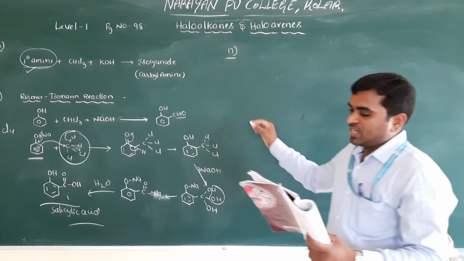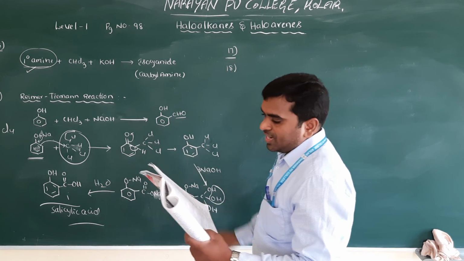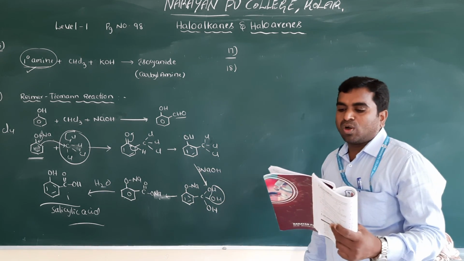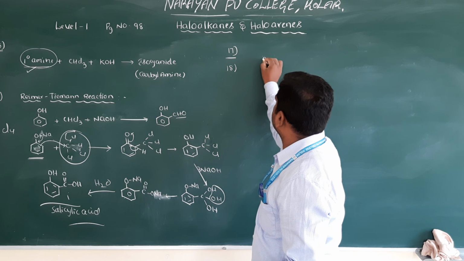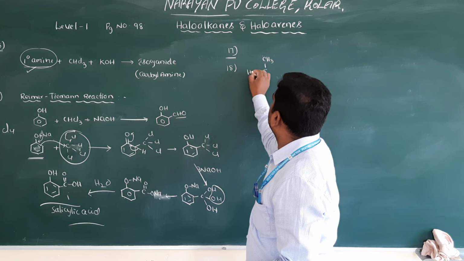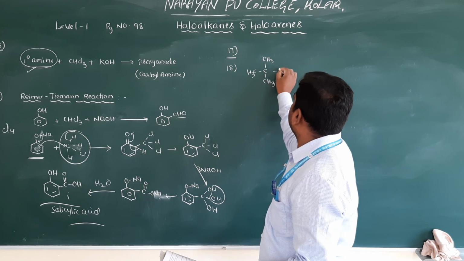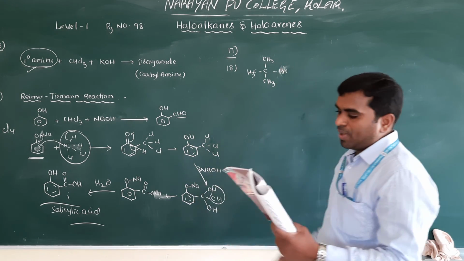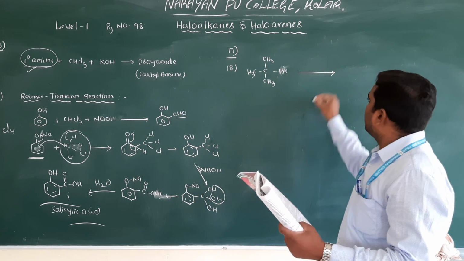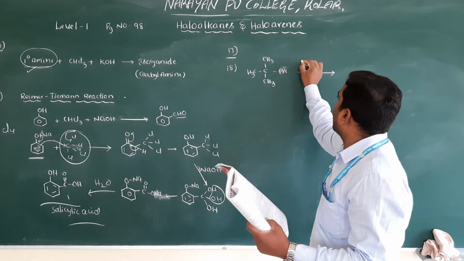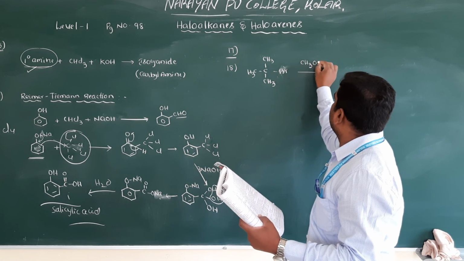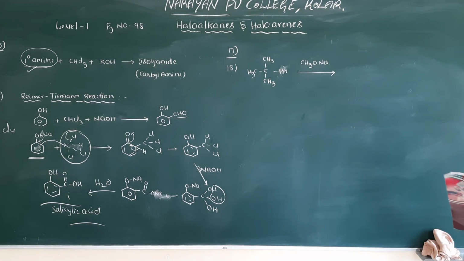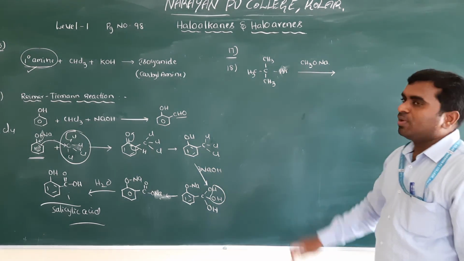Next one, question number 18. Reaction of tertiary butyl bromide with sodium methoxide produces. We have already discussed this one in the class, in the PU part. Tertiary butyl bromide is given here, and it is treated with sodium methoxide. What is the sodium methoxide formula? This is sodium methoxide, CH3ONa. Clear? Sodium methoxide and produces. Which compound will be produced?